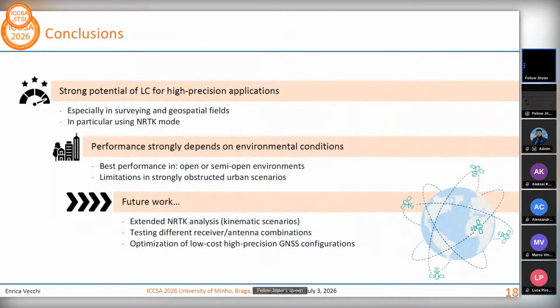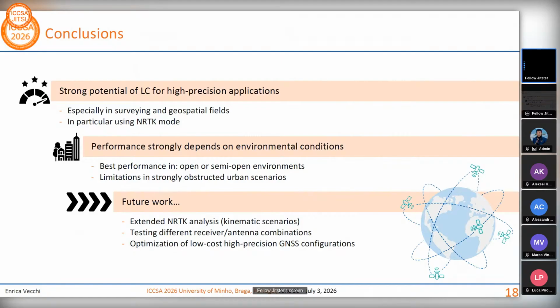So we evaluated the strong potential of low-cost receivers for high-precision applications because we stay at the millimeter level for the horizontal and the centimeter level for the vertical components. Especially this kind of instrument can be used for surveying and geospatial fields. We saw that the performance is strongly dependent on environmental conditions, because the performance is very, very good in semi-open environments and open, of course.